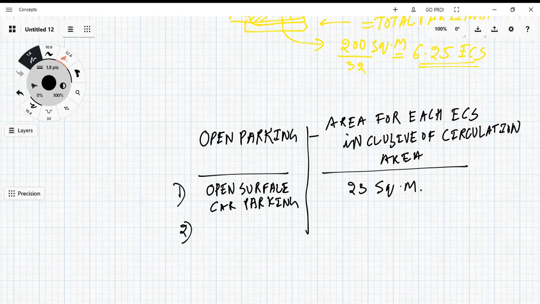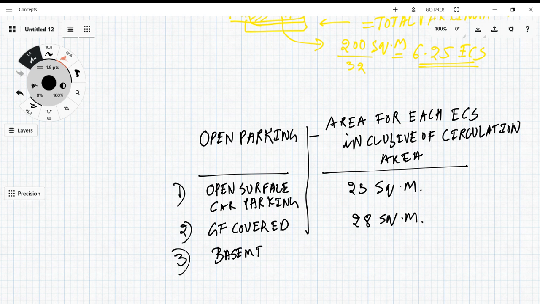Second one, stilt parking, guys, open parking and ground floor. Suppose I have covered parking in the stilt floor, ground floor covered, GF covered parking, it is 28 square meters. Third one, last one, basement. Just now we discussed with an example. Per basement, it is 32 square meters.